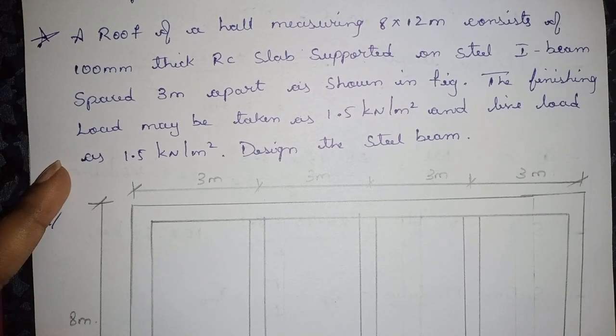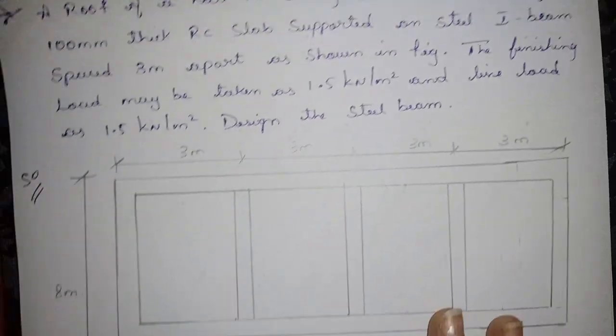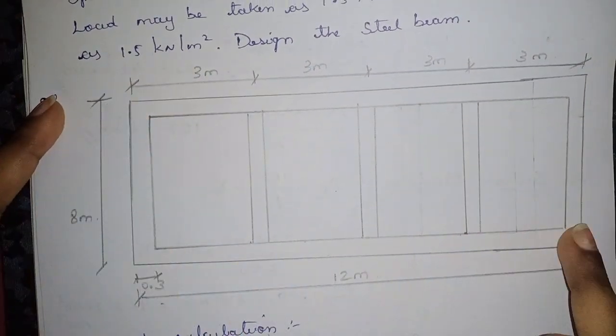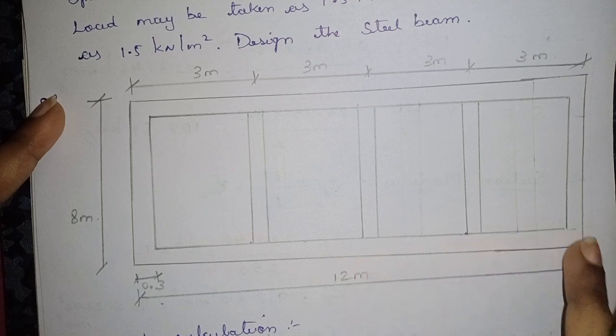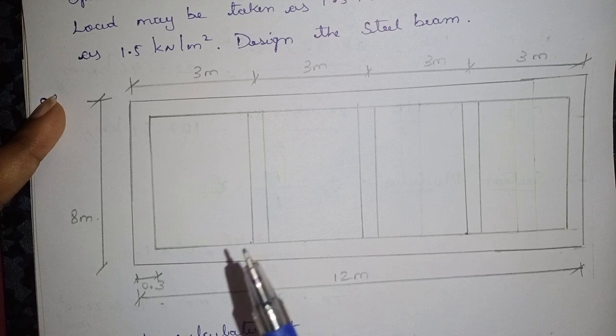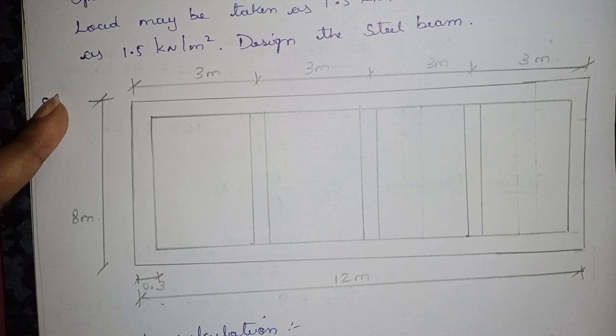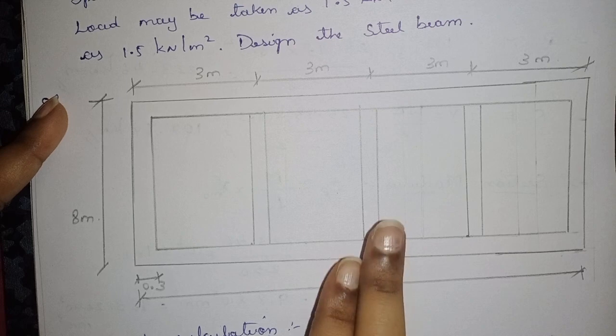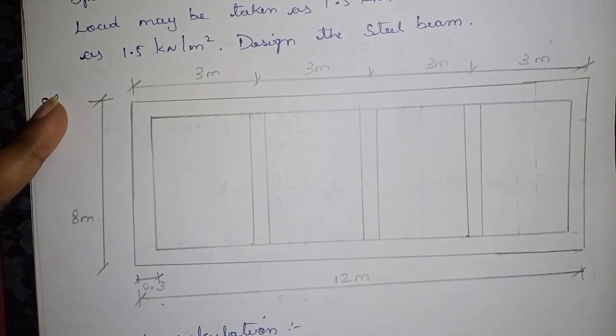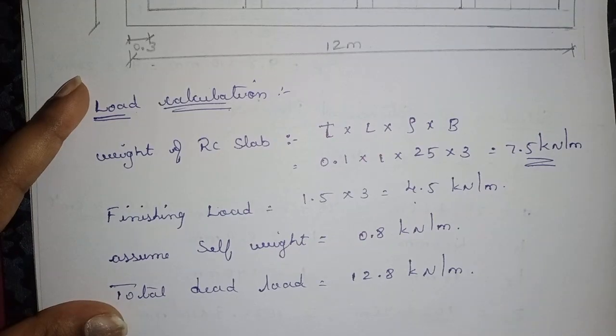You have a room of 8 meters by 12 meters, and you have beams at a spacing of 3 meters interval. They have given the finishing loads and also the live loads. We need to calculate the beam now. Here the thickness is 0.3, as shown in the figure, and they have also given the slab thickness. On this we have the slab, and that thickness is 100.